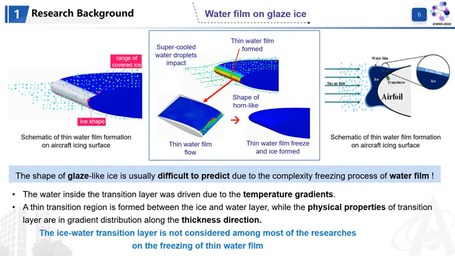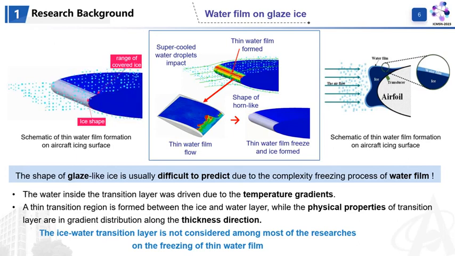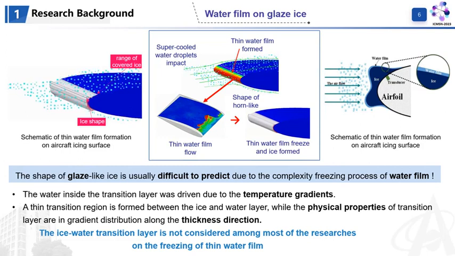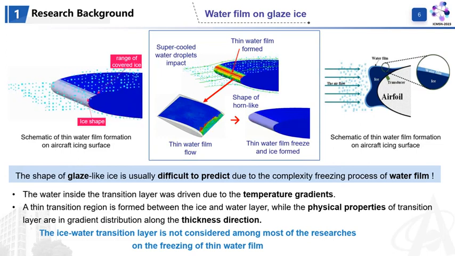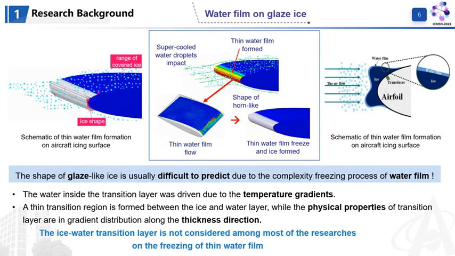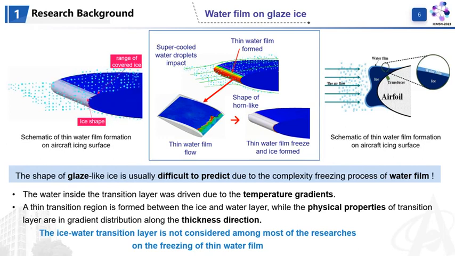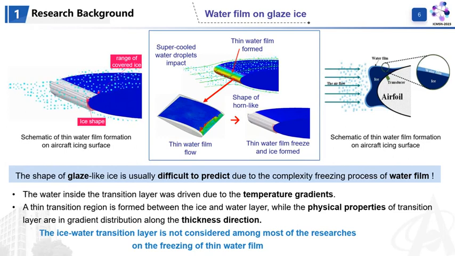The shape of horn-like glazed ice is formed, which significantly increases the drag and decreases the lift compared with rime ice. The past research shows that the shape of glazed ice is usually strange due to the complex freezing process of water film. During the process of aircraft icing aggression, a thin transition region is formed between the ice and water layer, while the physical properties of the transition layer are in gradient distribution along the thickness direction.